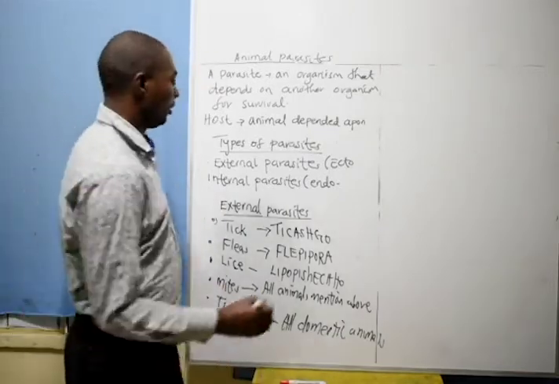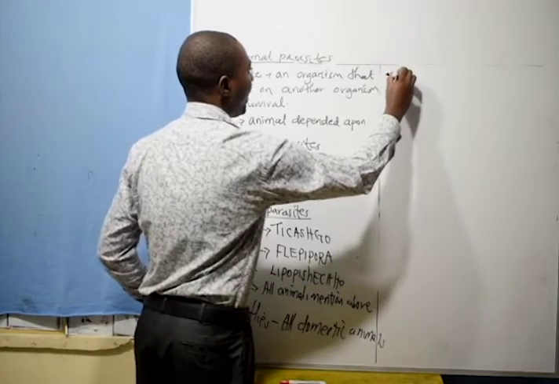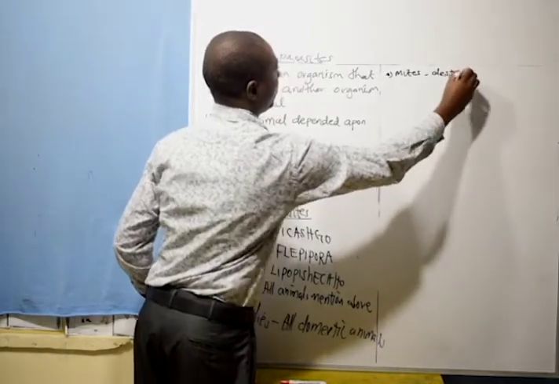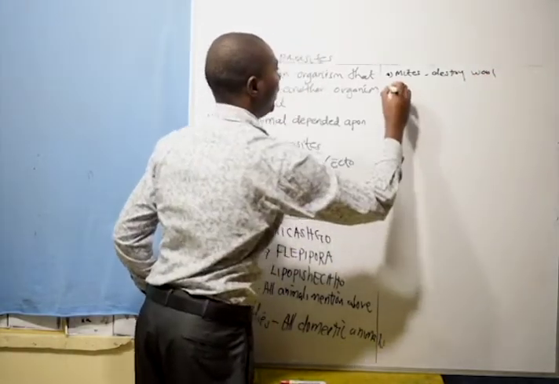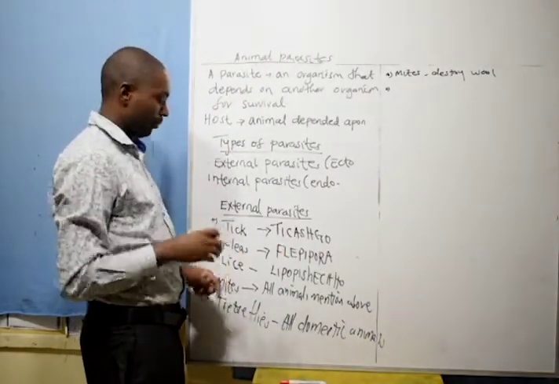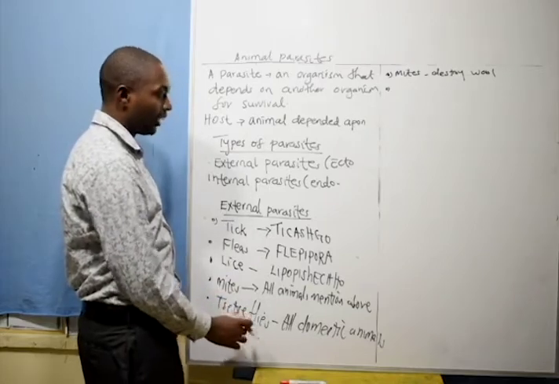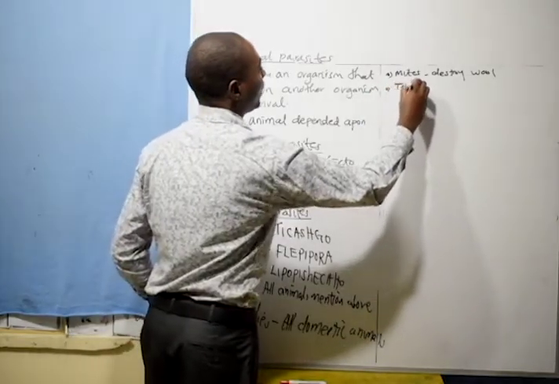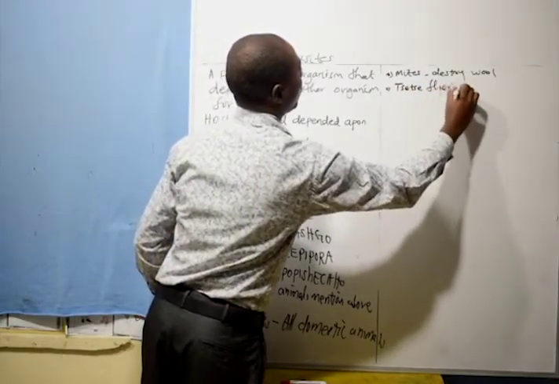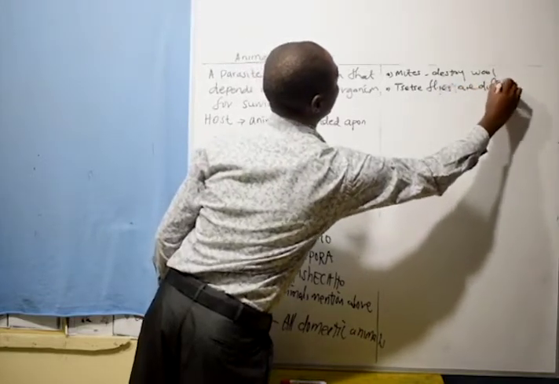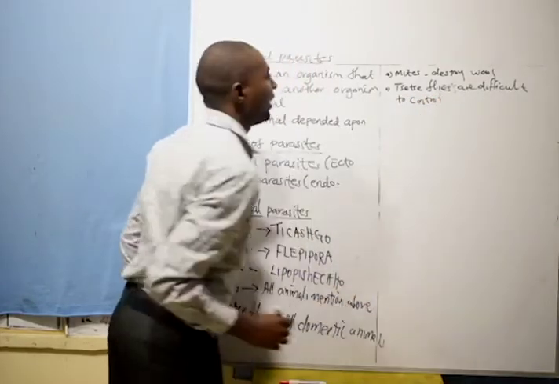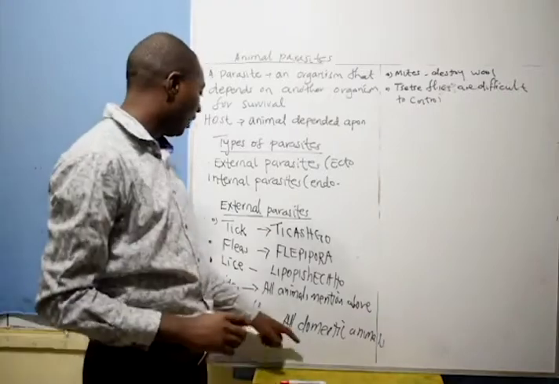Then some points of concern. Mites destroy wool. That's why you see sheep with some patches without wool. Number two, the others suck blood and they also cause irritation. The seseflies, on the other hand, are difficult to control. You cannot spray because they hide in the bush.